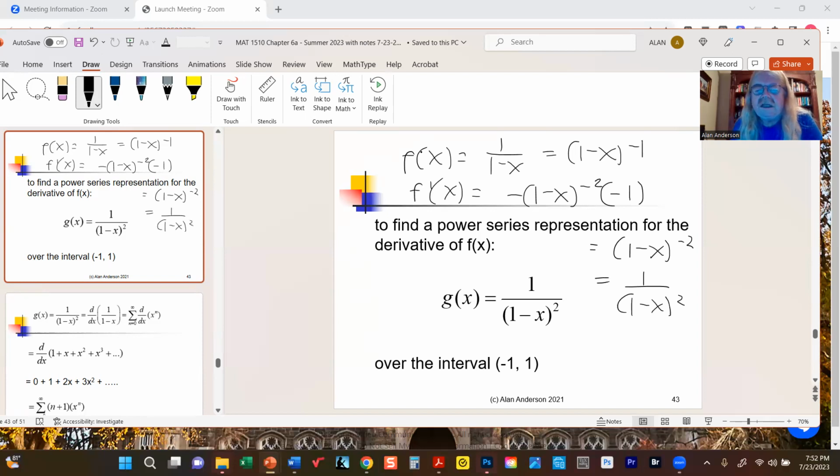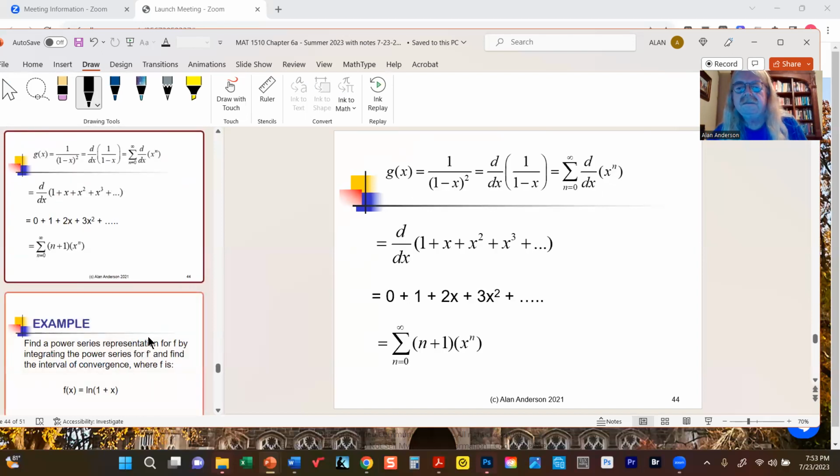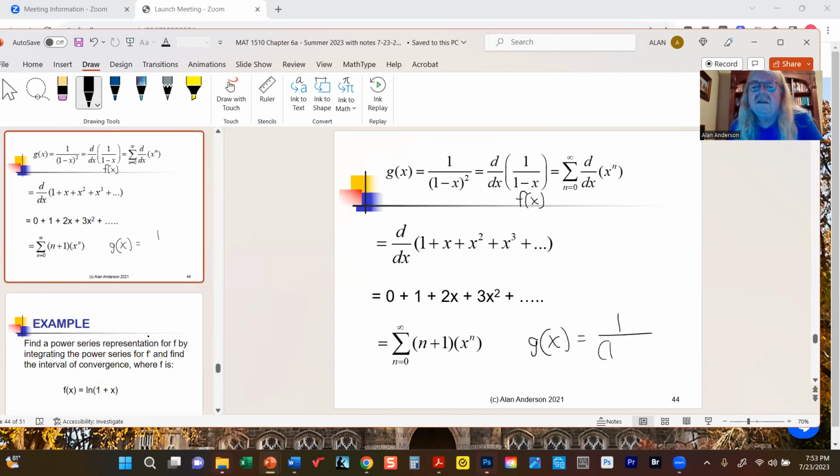So over the interval -1 to 1, we can differentiate this, or we can rewrite it as the derivative of 1 over 1 minus x. This was the original function. And so it's the derivative of the series of x to the n power. So it's equivalent to the derivative of 1 plus x plus x squared plus x cubed plus dot, dot, dot. And then when we actually apply the power rule, we end up with 0 plus 1 plus 2x, et cetera, et cetera. So what this means then is that this function can be expressed as this infinite series.